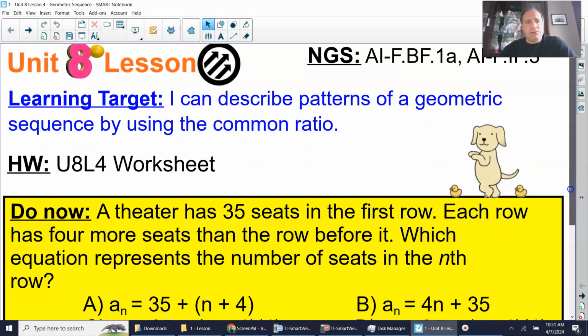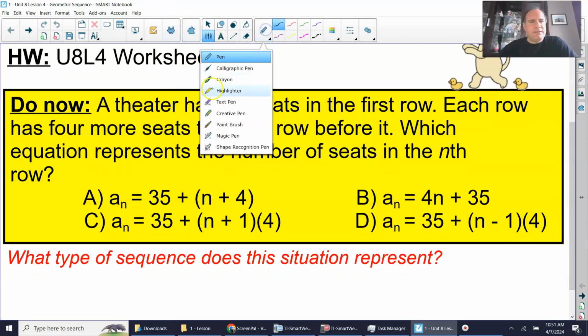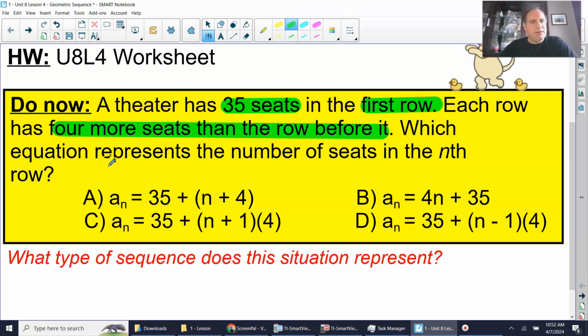We're going to get right to the Do Now, which a lot of people have some trouble with. A theater has 35 seats. We are going to highlight 35 seats. That's going to be my A sub 1. In the first row, each row has 4 more seats than the row before it. That's very important. And they're asking which equation represents the number of seats.